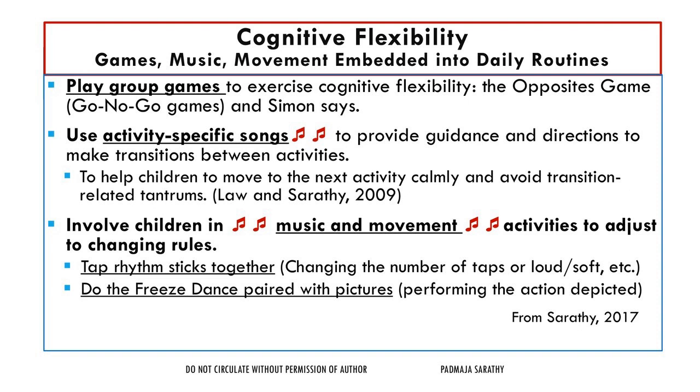Again, do it in a way that builds flexibility, changing the number of times they tap, or changing it from a soft tap to a loud tap. That helps them adjust to different settings, different numbers of taps and all that, which is flexible thinking. And then do the freeze dance. When they freeze, show them a picture so that they have to do the action that's in the picture. That means it's more extensive than just the freeze song, which again helps build their flexible thinking, but it also builds the brain, by the way.